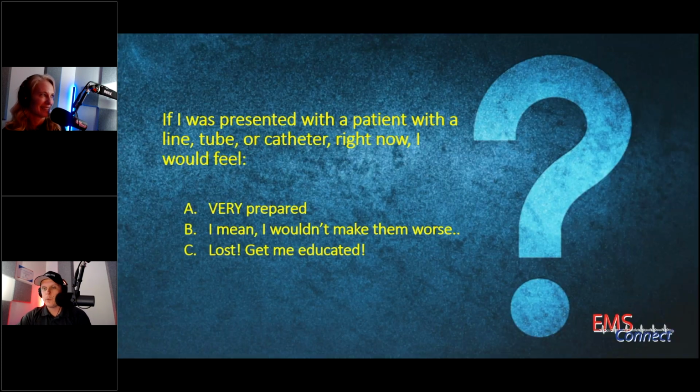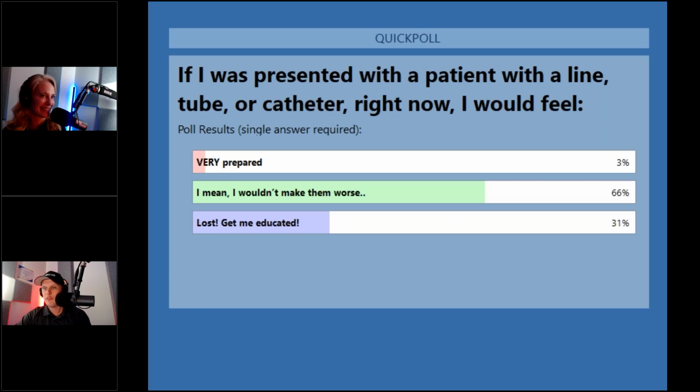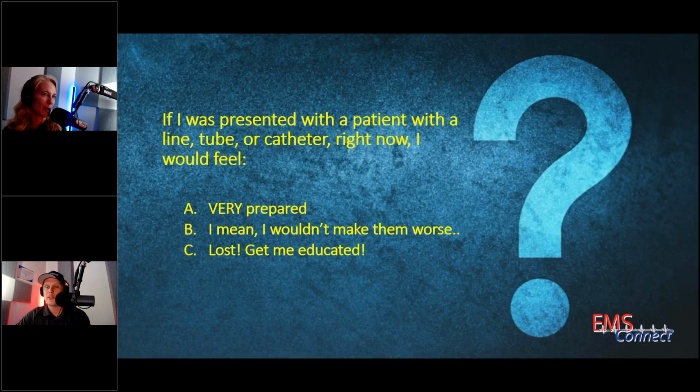We only got about 3% of people that say they are super prepared. 66% say that they would not make them worse, and 31% want to get educated. Perfect, and that's kind of par for the course. I don't care who you are or how much experience you think you have, it happens to all of us. You walk into an inner facility or a house and you're just blown away by what a patient has sticking out of them. And that's the game face moment.